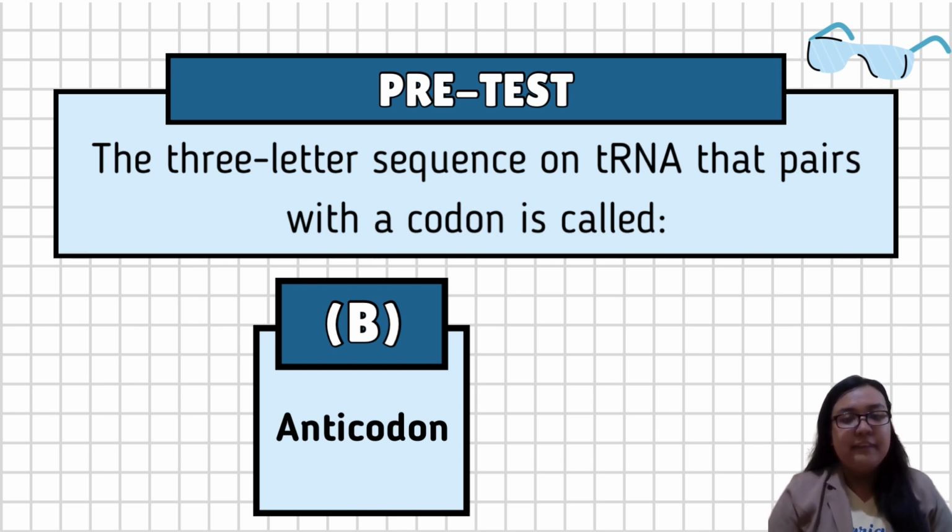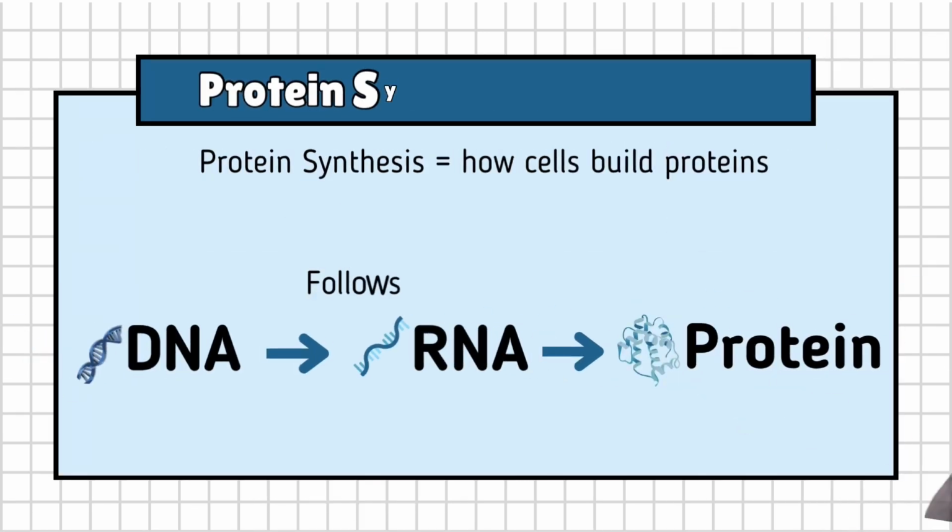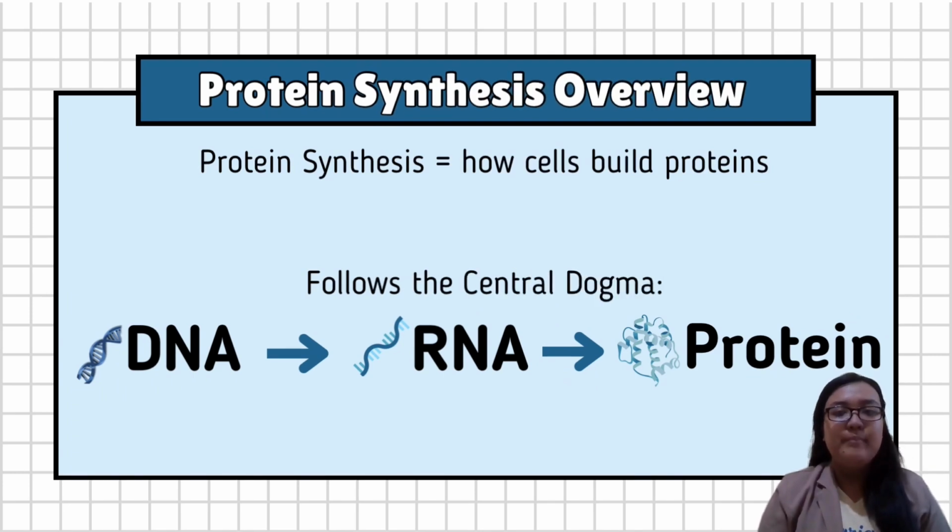Now, before we dive deeper into the role of transfer RNA or tRNA in translation, let's first take a quick overview of how protein synthesis works as a whole. This will help us connect today's topic with a bigger picture. Protein synthesis is the process by which our cells build proteins, which are essential for life. This process follows the central dogma of molecular biology, which says DNA to RNA to protein.